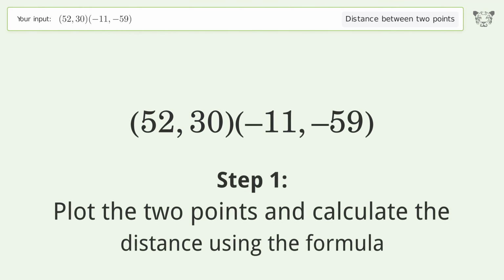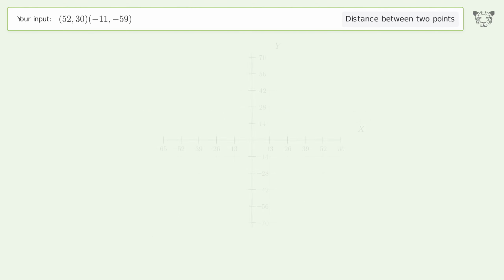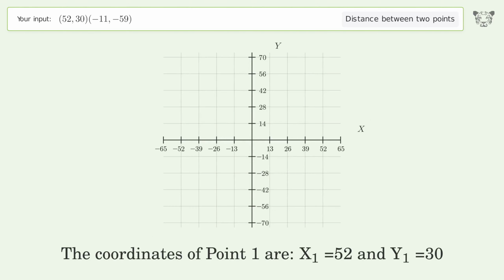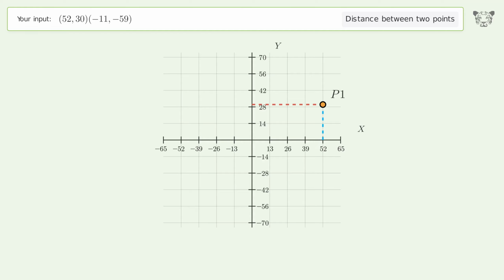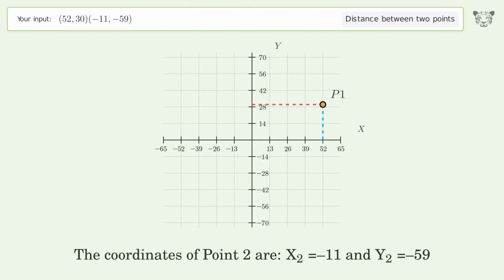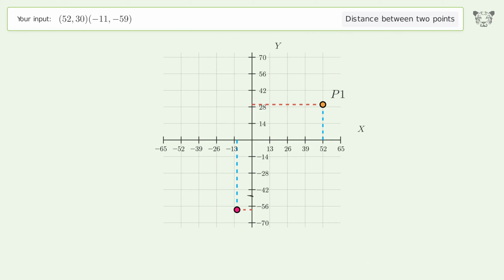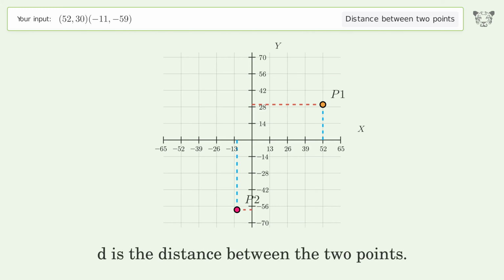Plot the 2 points and calculate the distance using the formula. The coordinates of point 1 are x1 equals 52 and y1 equals 30. The coordinates of point 2 are x2 equals -11 and y2 equals -59. D is the distance between the 2 points.